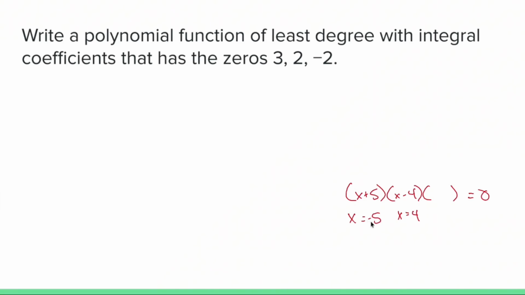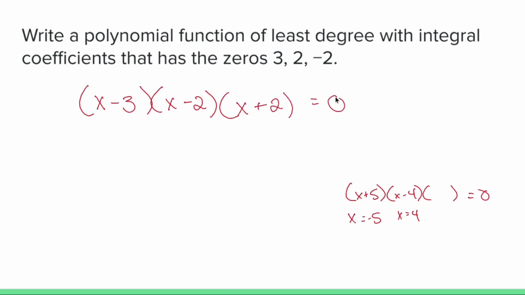If the answer is negative 5, that means there must have been a factor that was x plus 5. So if an answer is 3, there must have been a factor of x minus 3, the opposite. If an answer was 2, that must have been a factor of x minus 2. If an answer is negative 2, there must have been a factor of x plus 2. So that is my polynomial in factored form.